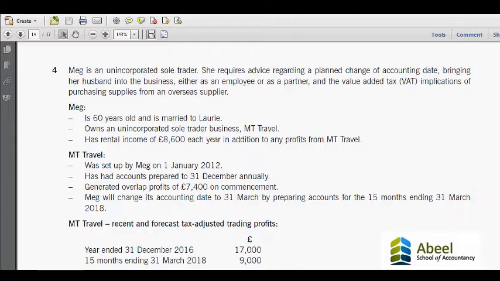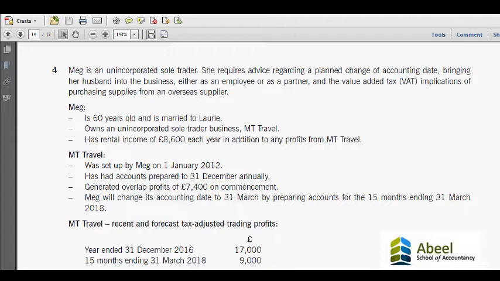The good thing about P6 is that each question will not be testing only a single topic. What does our examination team do? In the same question they will be asking a number of topics. You can see the same thing over here: change of accounting date is 1, partnership is 2, VAT is 3. Let's go ahead.